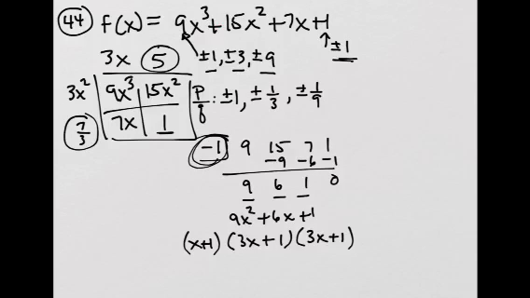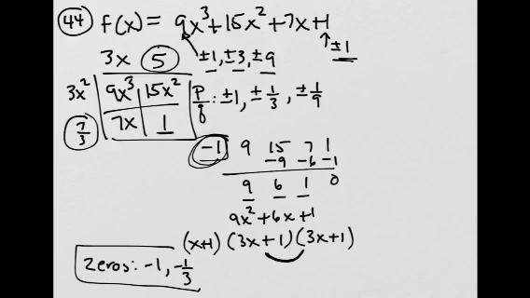And so when it says find all the zeros, they would be -1 and -1/3. This is a double 0. The multiplicity is 2, so you don't have to write it twice. So there it is.